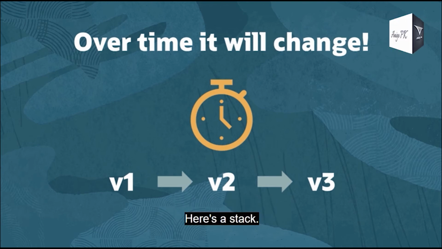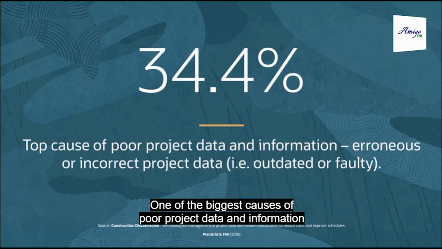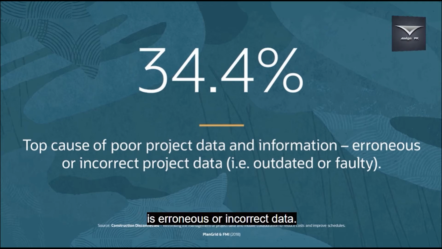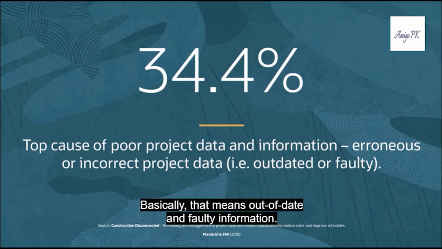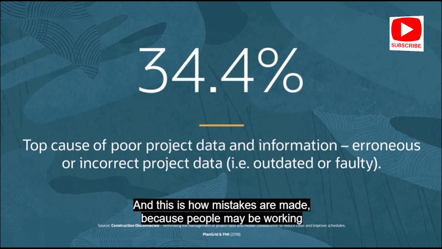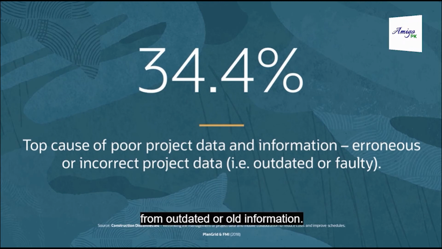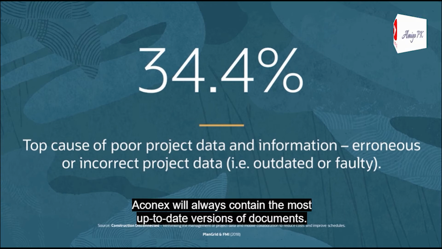Here's a stat. One of the biggest causes of poor project data and information is erroneous or incorrect data. Basically, that means out of date and faulty information. And this is how mistakes are made because people may be working from outdated or old information. Aconex will always contain the most up-to-date versions of documents.